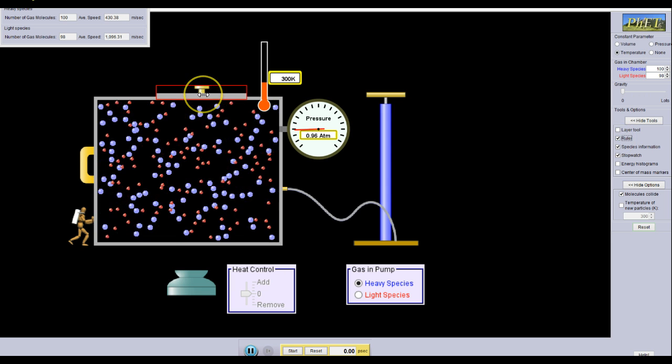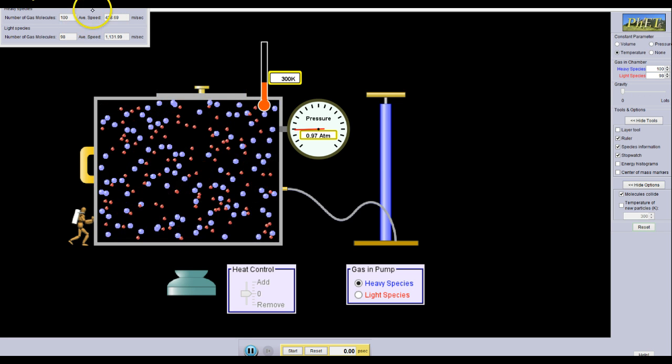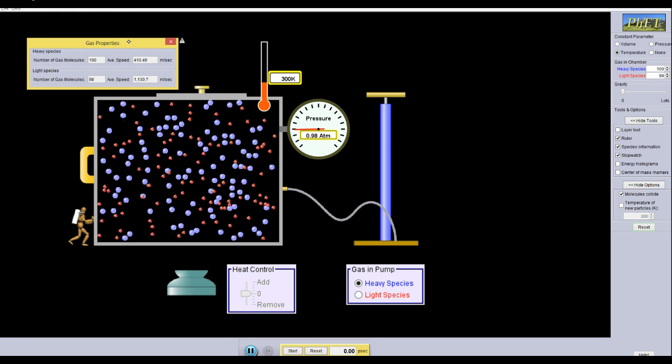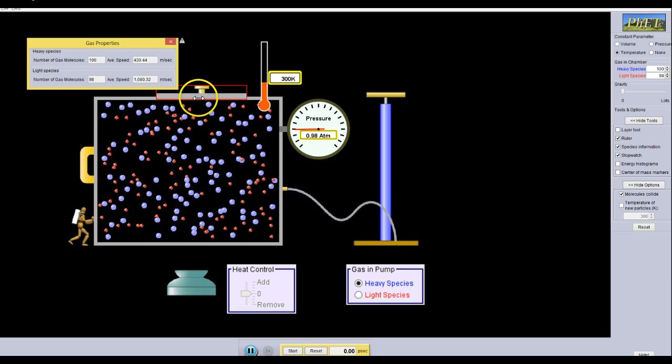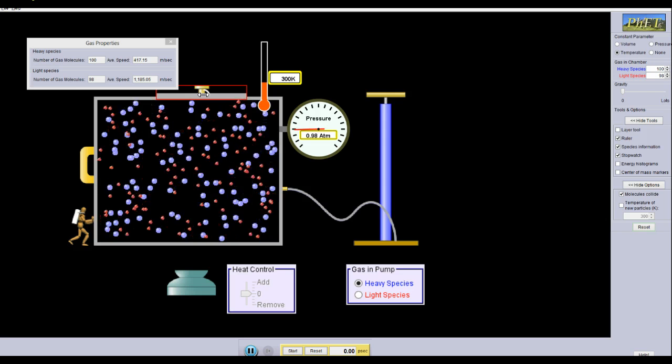All right, so I'm going to open this container, and I want you to watch the rate of diffusion. You can do that by watching up at the top these gas properties. You'll see it'll tell you the number of each species that there are, and make a prediction which one you think is going to effuse or move out quicker.